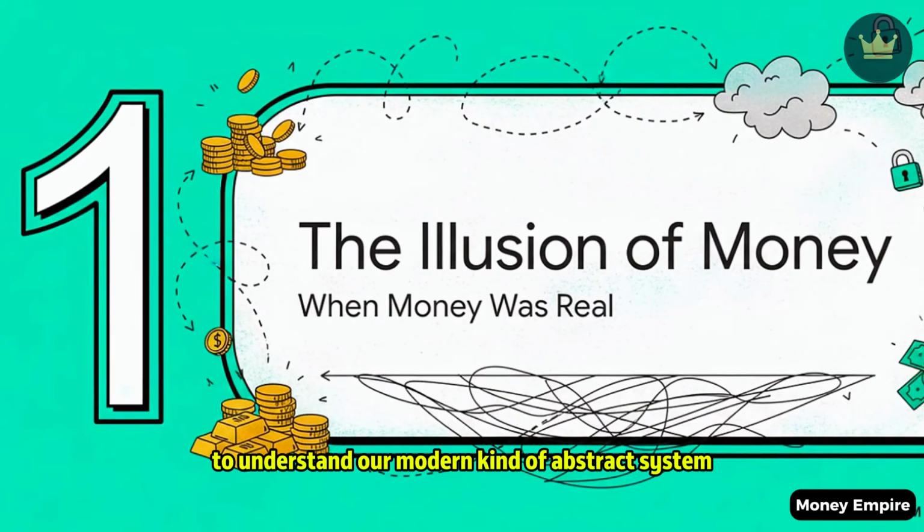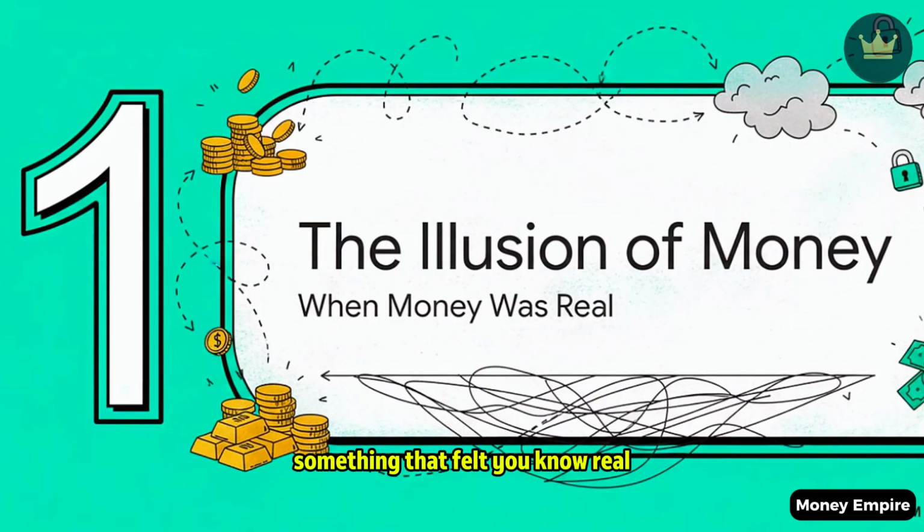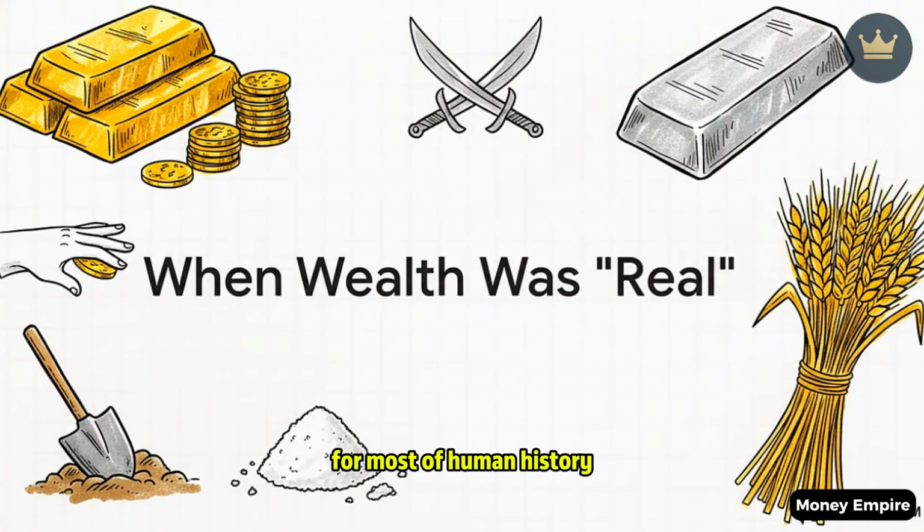To understand our modern, kind of abstract system, we first have to imagine a time when money was something you could actually hold in your hand, something that felt real. For most of human history, this is what wealth was. It was actual, tangible stuff. Gold, silver, salt, even grain. You could touch it, you could store it, you could see it right there. Its value was pretty straightforward. It was based on physical scarcity. If you wanted more, you had 3 options: find it, grow it, or take it. It was limited by the real world.